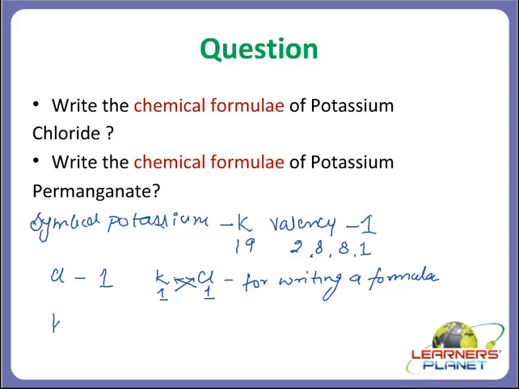So what will be the chemical formula of potassium chloride, students? It would be K and Cl. So what is the answer of this question? The answer of this question is KCl. Right? Now we've got another question here: what is the chemical formula of potassium permanganate? Let's take a separate page for discussing this chemical formula.